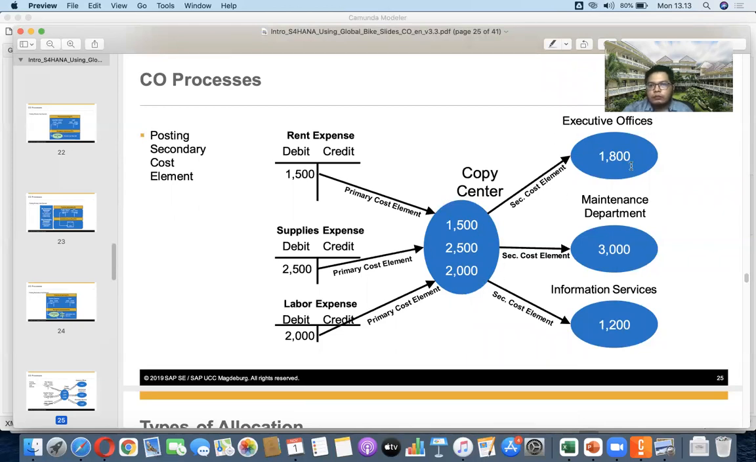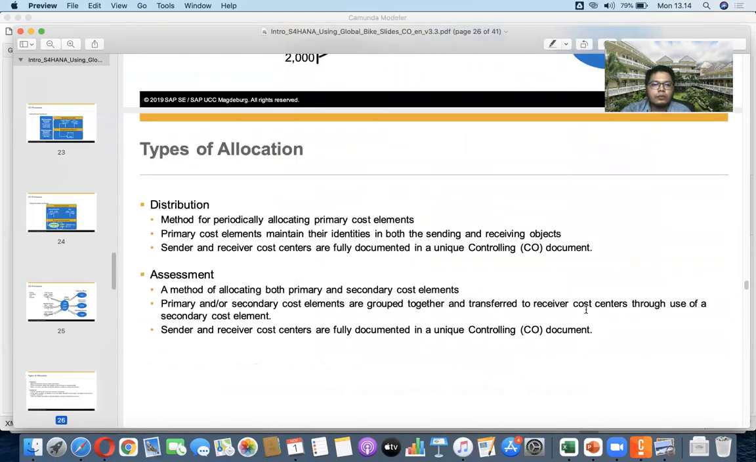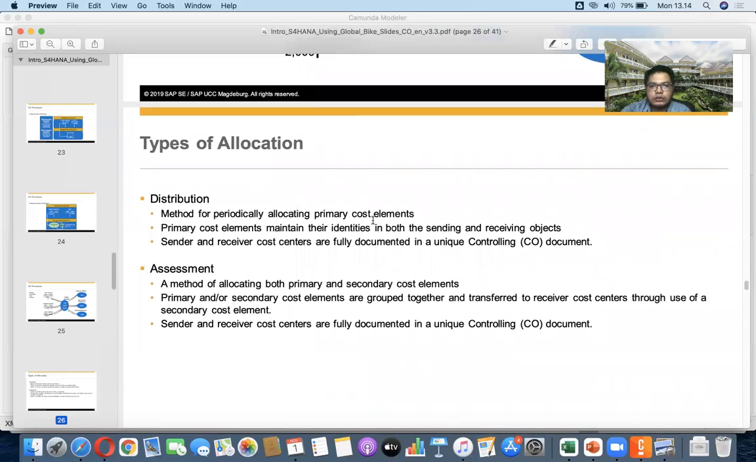So the total that the executive office can get for three of these things is 1,800. It will contain three of these things with different composition, but the total will be the same, right? Because there are priorities. Not all departments have the same budget. That's why we need to divide them according to their needs. So we need to distribute them. The types of allocation are distribution and also assessment.